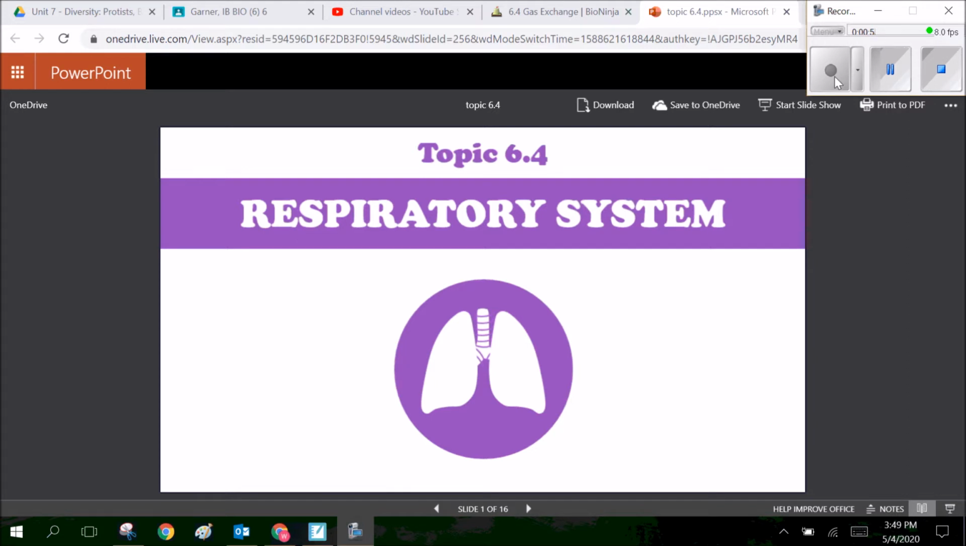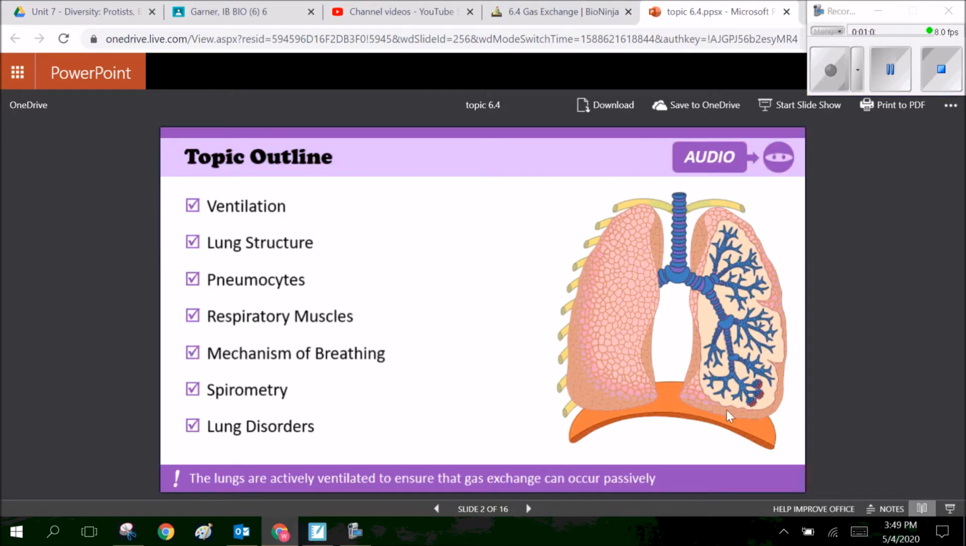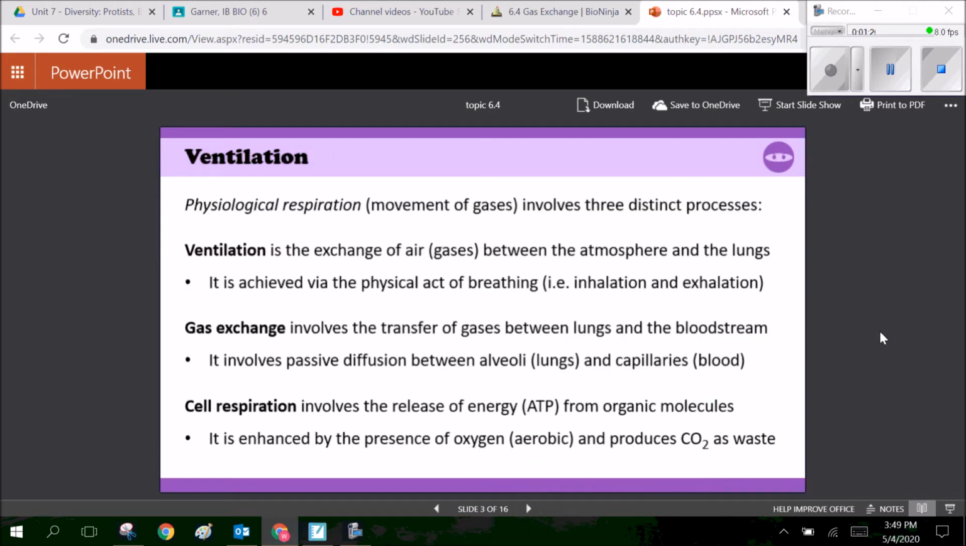Let's talk about the respiratory system and how it supplies all of that gorgeous oxygen to your body. So let's begin. We are going to talk about ventilation, the structure of your lungs, the pneumocytes, respiratory muscles, mechanism of breathing, spirometry, and then lung disorders. Okay, so let's start the scientific mumbo jumbo.